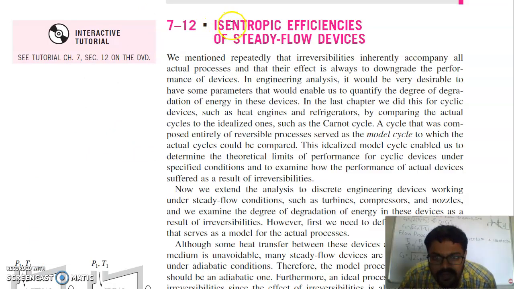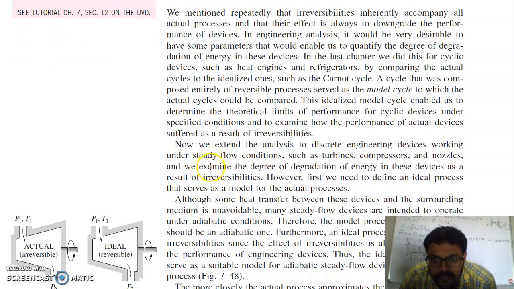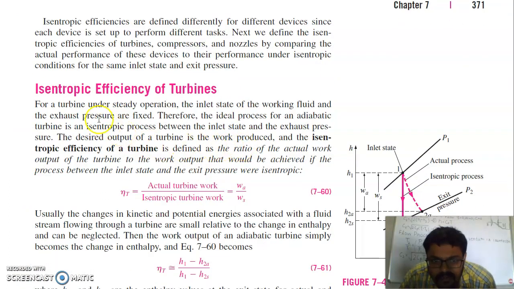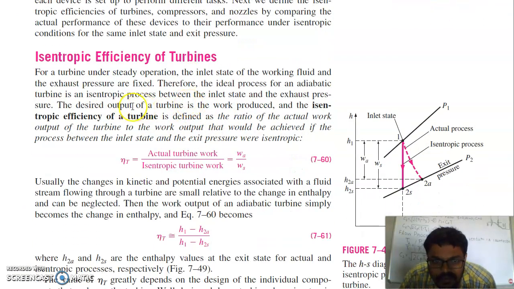So here we'll start with the isentropic efficiency of steady flow devices. Most of them include turbine, nozzle and compressors. You can see here we will start with the efficiency of turbine. For a turbine under steady condition, the inlet state of working fluid and exhaust pressure is fixed. This P1 is the inlet pressure, this P2 is the outlet pressure, which is lower. Therefore, the ideal process for an adiabatic turbine is an isentropic process between 1 and 2.